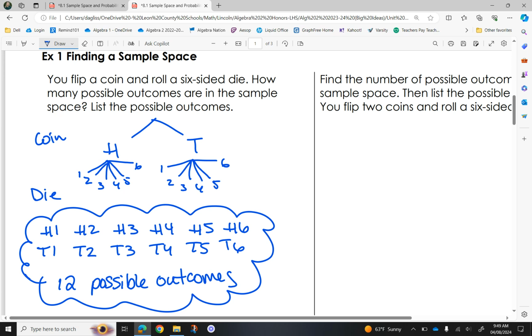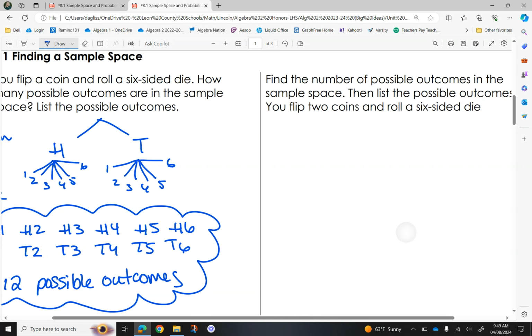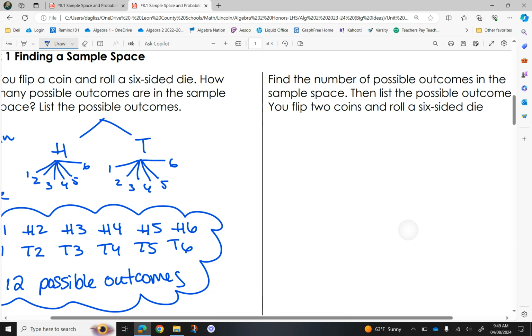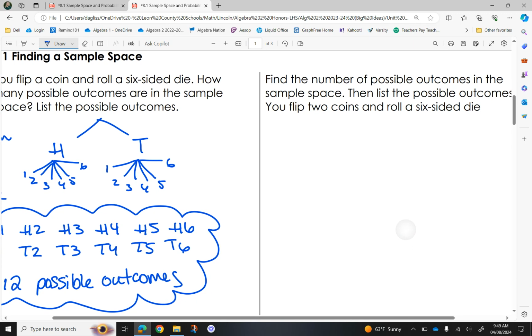Okay, so what if I up it to 2 coins and a die? What do you think then? You think it's going to be 24 now? Yeah? So let's see if our theory is correct. You ready?